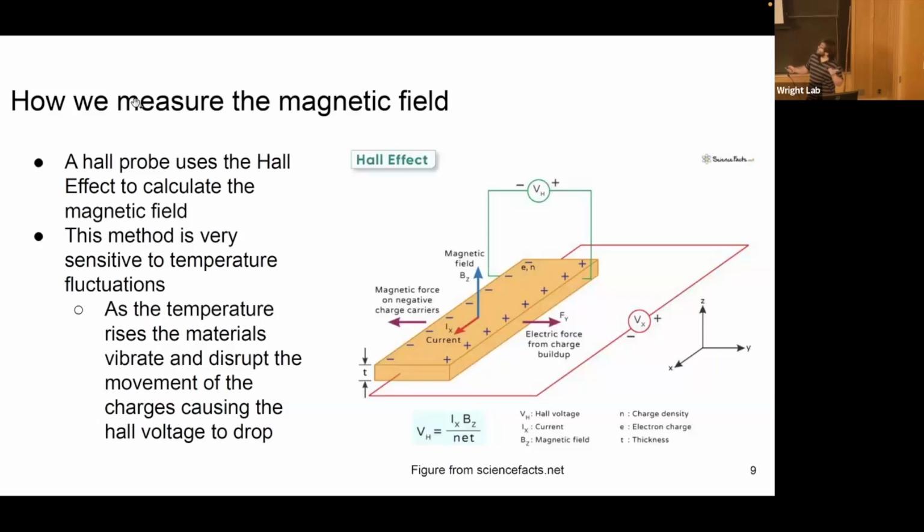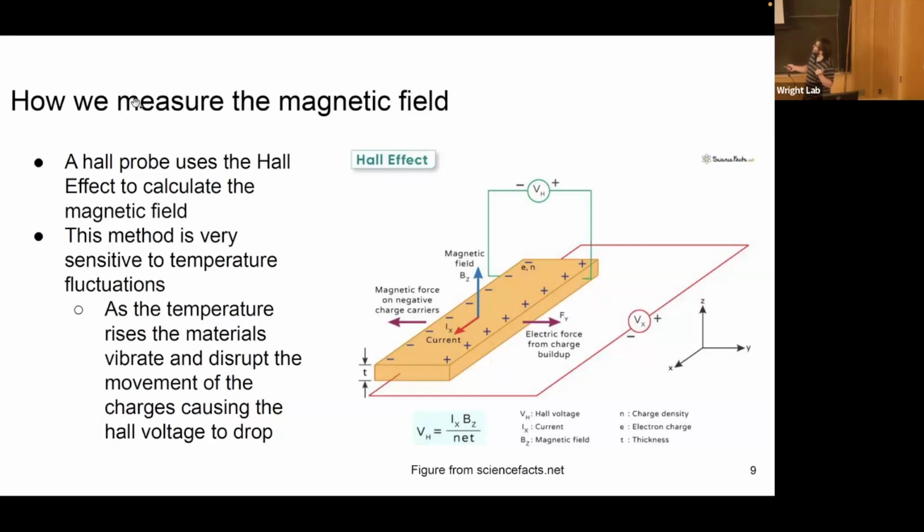The reason we need good precision temperature data is because the Hall probe operates on something called the Hall effect. The Hall effect is just when you have some sort of wire or current conducting material, and then you have a perpendicular magnetic field, it will cause the positive charges to go to one side and the negative charges to go to the other, creating a voltage across whatever wire or conductive material you're using.